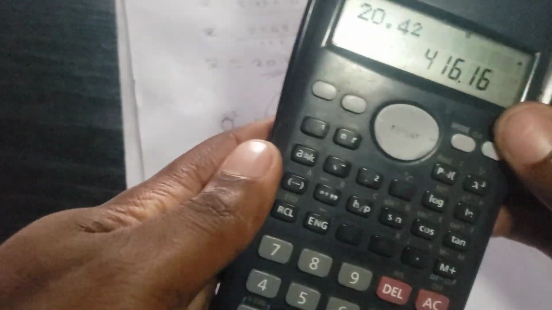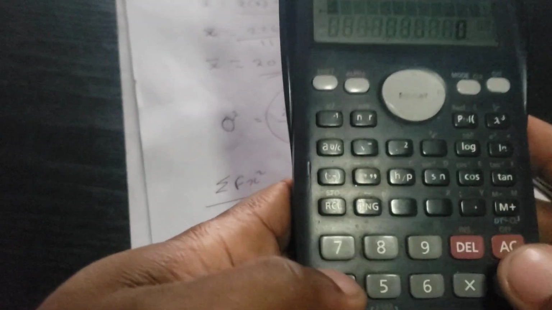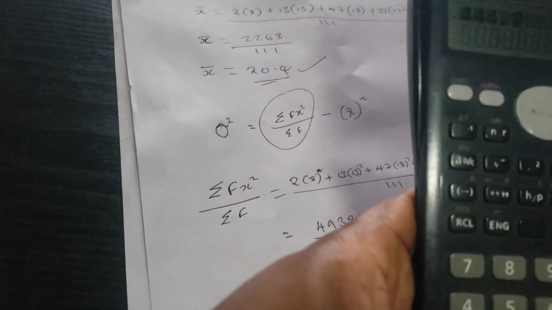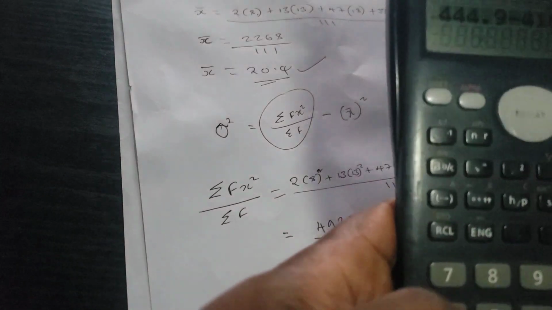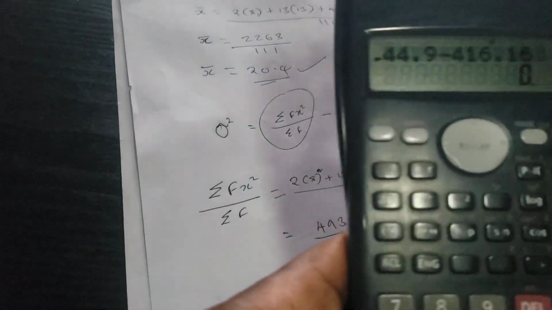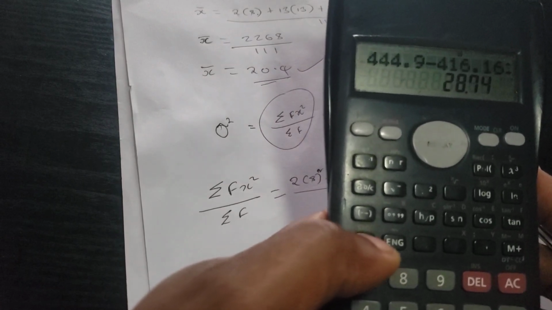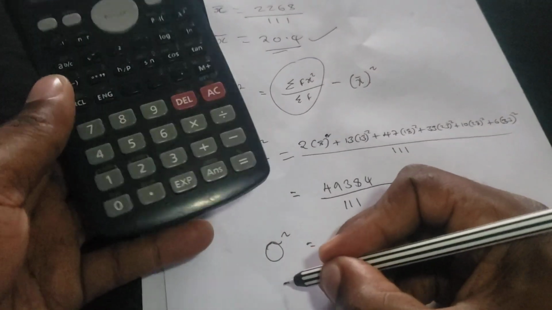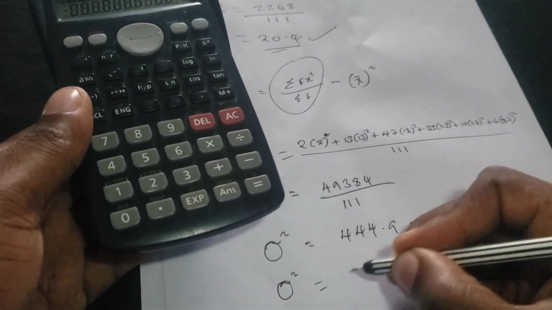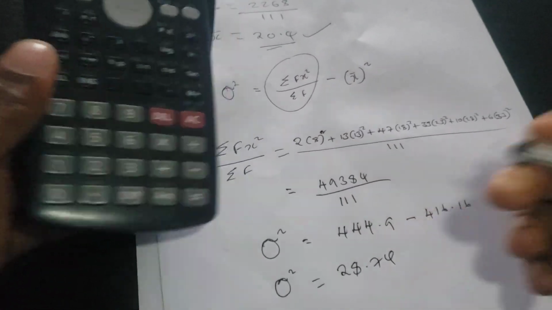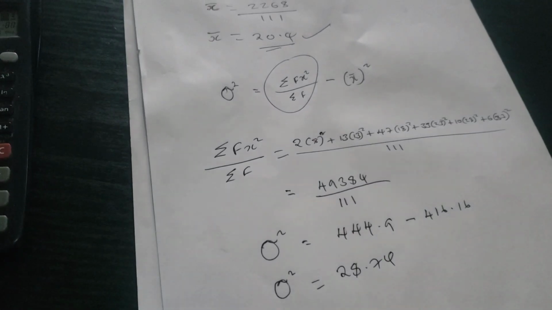So on our calculator, 444.9 minus 416.16. What are we getting? Our total will be 28.74. So we're going to say our variance now is 28.74, which is the same as 28.